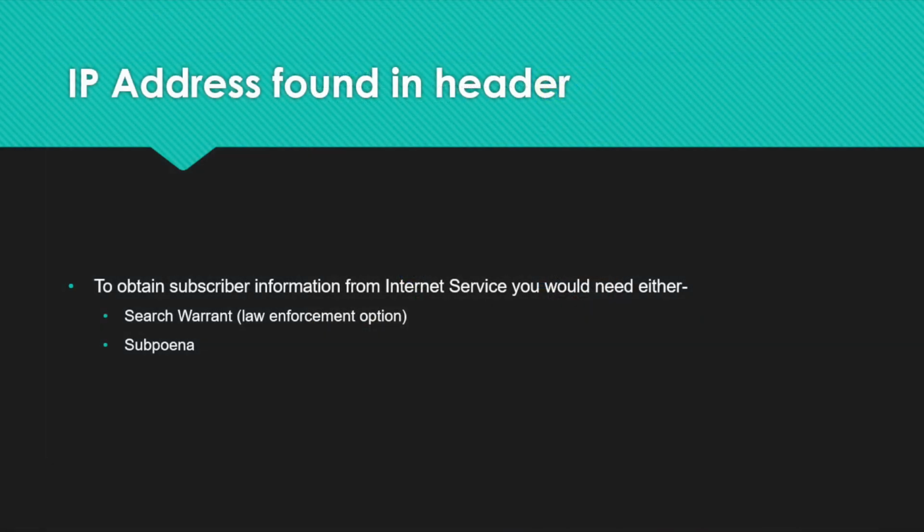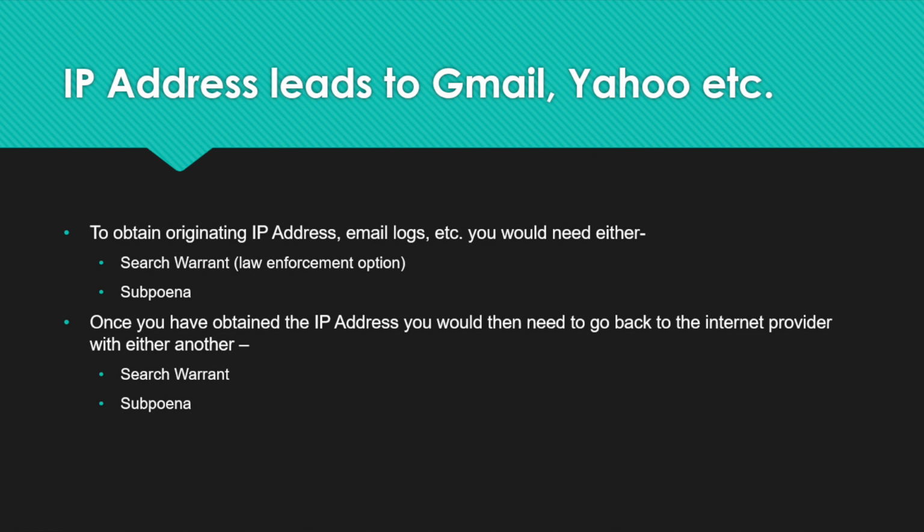Now, in order to obtain the subscriber information from the internet service provider, you would need either a search warrant or a subpoena. And in the case where it's like Gmail or Yahoo, you would need to first go to them with a search warrant or subpoena to try to obtain the originating IP address that came into them. And then, once you have the originating IP address, you would have to go to that internet provider, and again, with a search warrant or subpoena, search warrant if you're law enforcement, try to obtain the subscriber information.